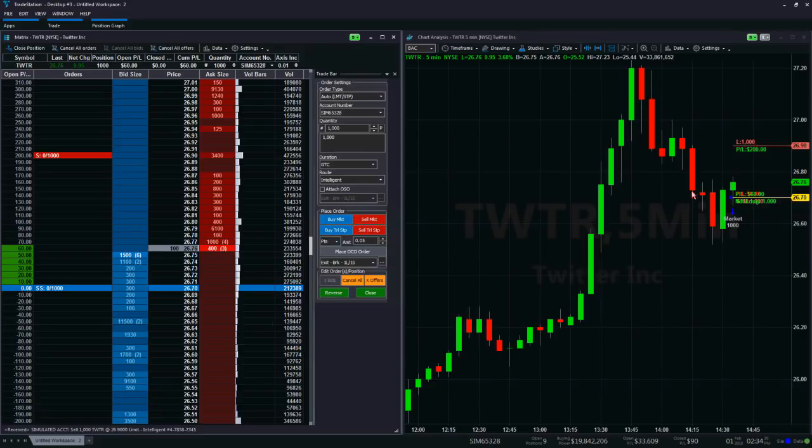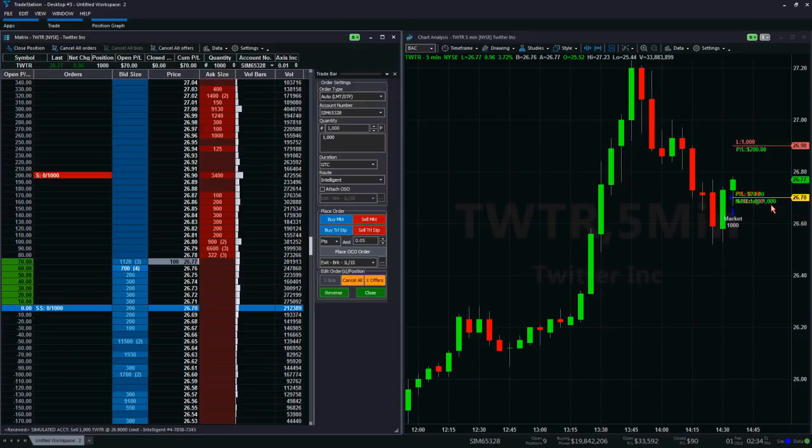Let's leave this trade right here. One other thing that I wanted to show you is right here on the chart. You can also see your order lines. We're going to talk about chart trading in a little moment and show you how you can place trades directly on the chart. But one of the things that are turned on by default in charting is the ability for you to see what your orders look like.